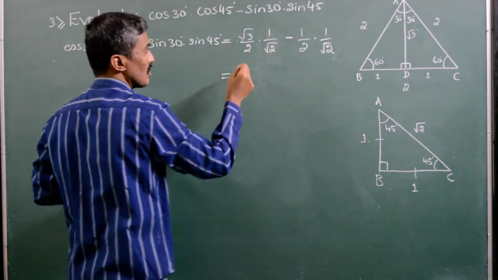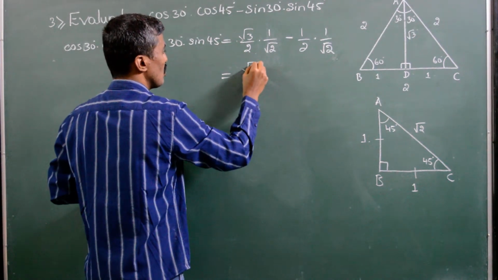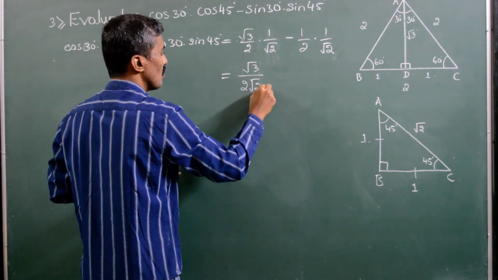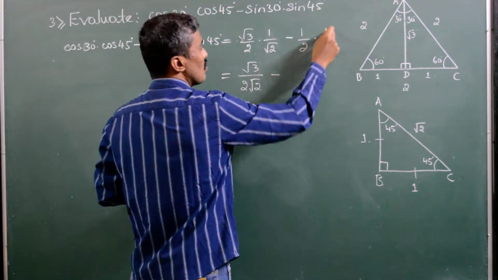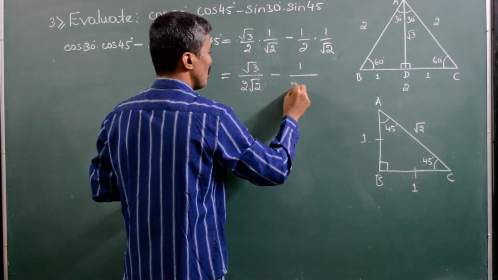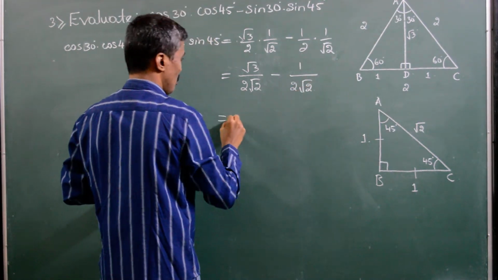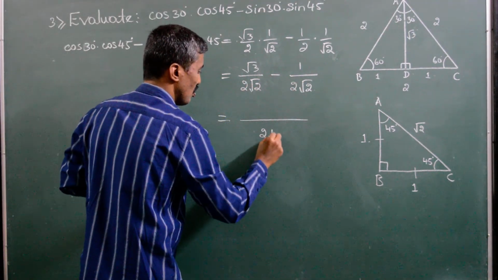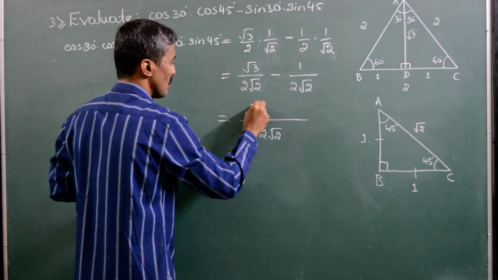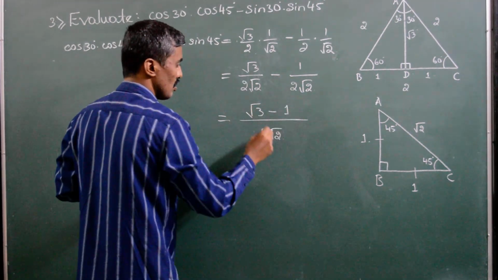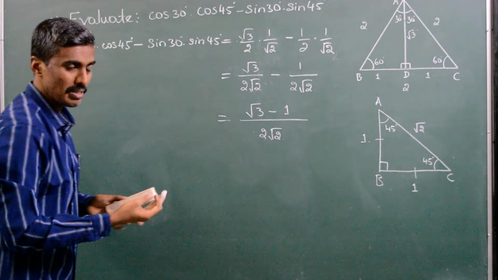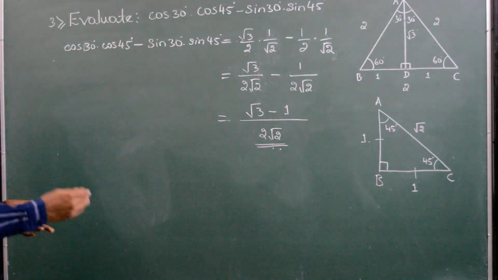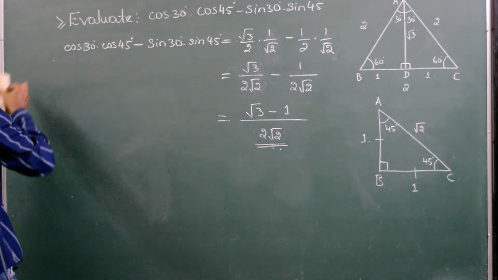Now multiply these two first. Root 3 into 1, that is root 3, divided by 2 into root 2, which is 2 root 2. Then minus 1 into 1, 1 divided by 2 into root 2, 2 root 2. So observe the denominator. Denominators are equal, therefore the LCM is 2 root 2. Then numerator as it is, root 3 minus 1. Root 3 is irrational, 1 is rational, further we cannot simplify, so this will be the result. Okay. Now we move on to the fourth problem.